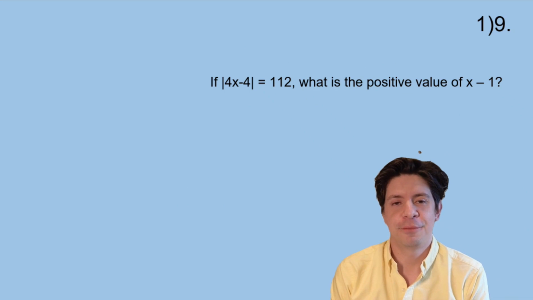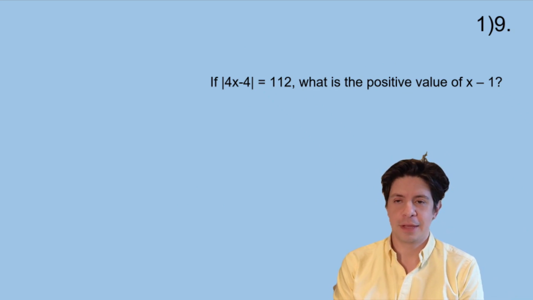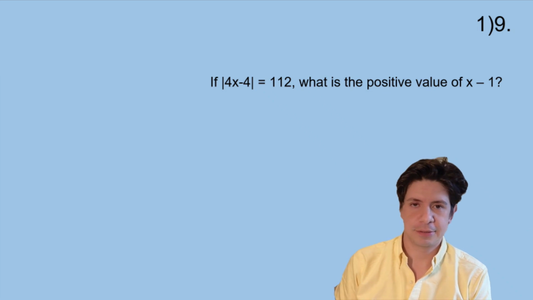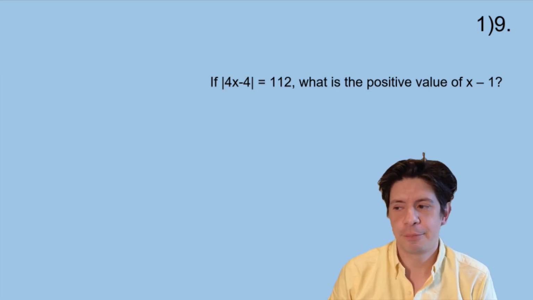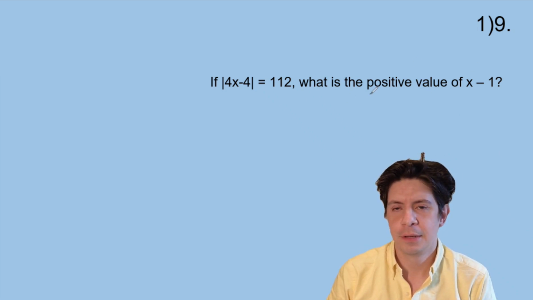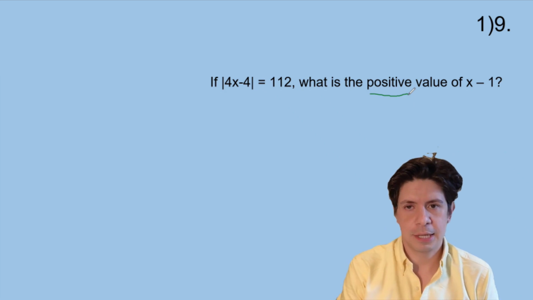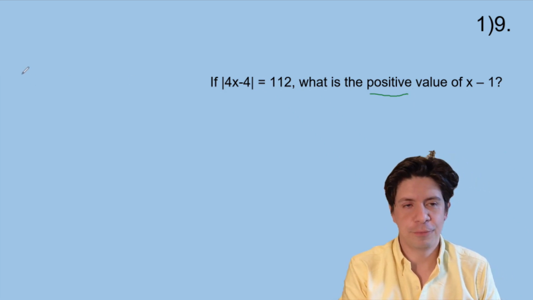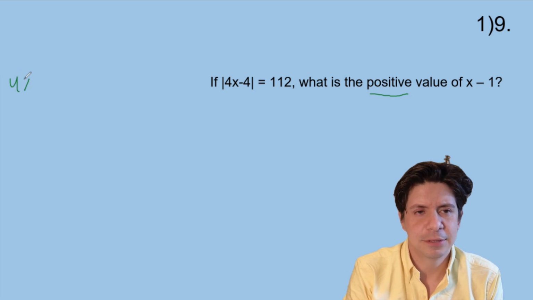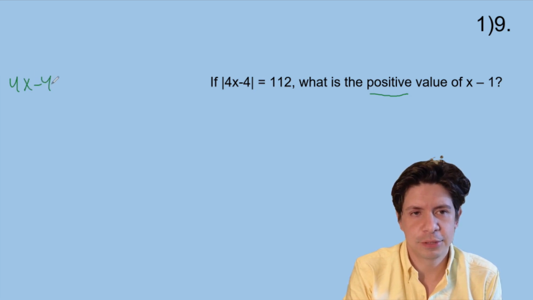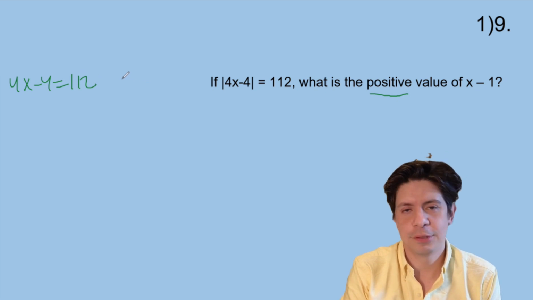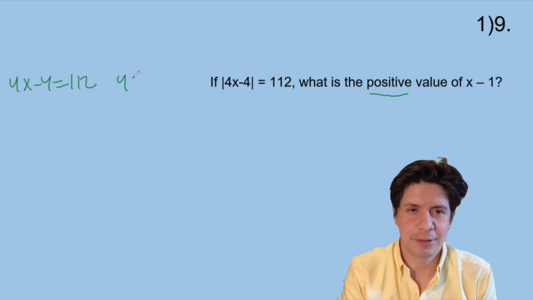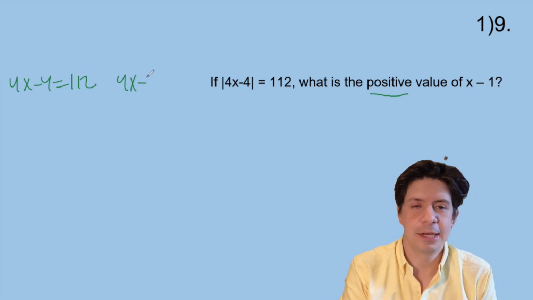If absolute value of 4x minus 4 equals 112, what is the positive value of x minus 1? Okay, so it's asking specifically for positive values, right? So let's try this out here. When you have an absolute value, you typically make two equations. So it's going to be the positive version, which is just a regular one. And then you're going to have one that equals the negative version, because the absolute value of the negative version would just be positive again anyway.